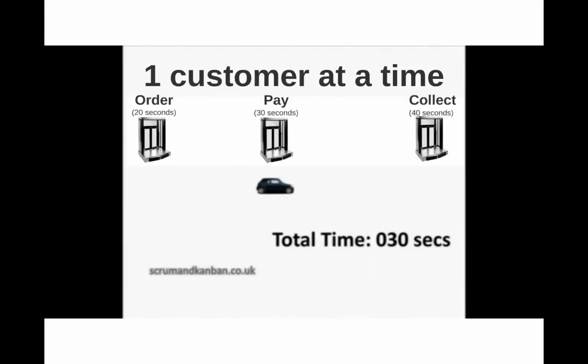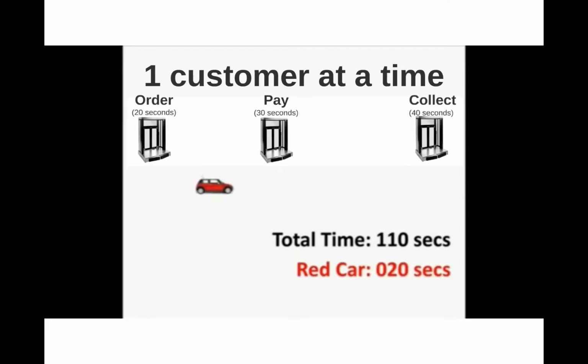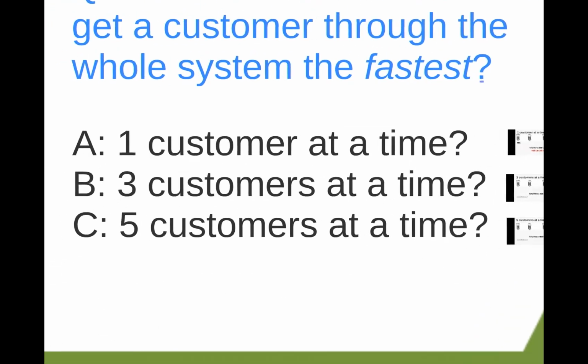So this is 1 customer at a time: order, pay, collect. So 20 seconds and then 30 seconds and 40 seconds. And here's the red car. This is the one we're going to measure. And he can get to the end in about 90 seconds.